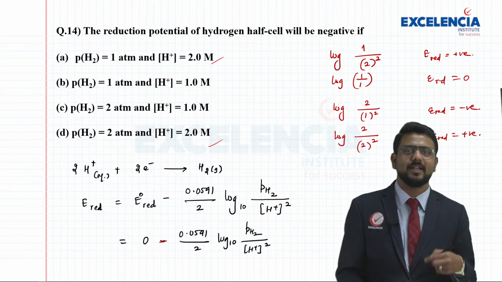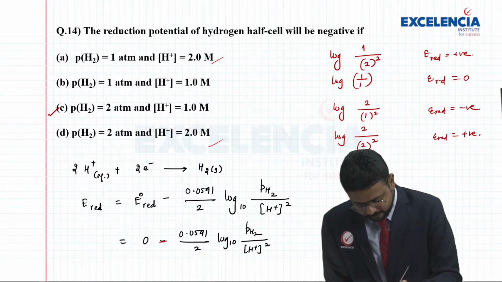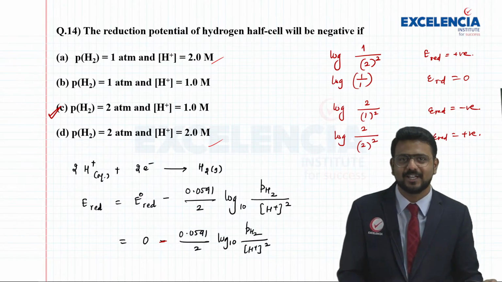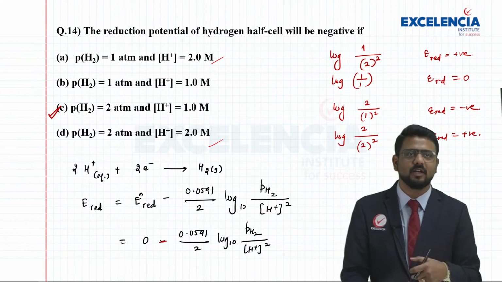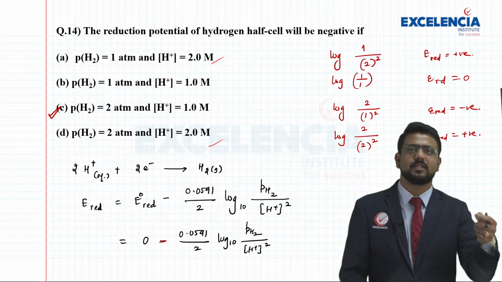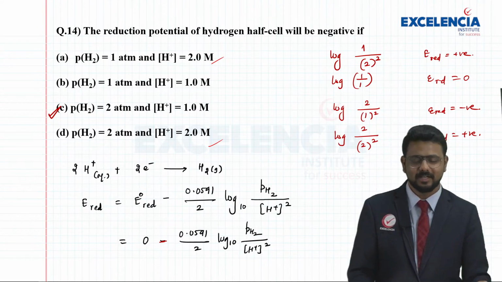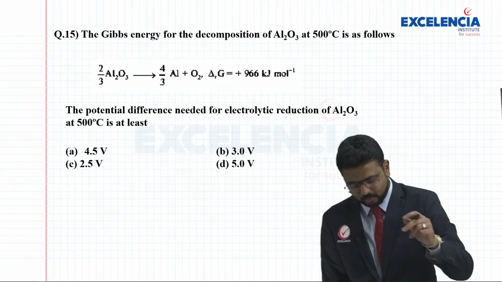So definitely, if you see in all these options, it is option C which is complying with the question which is given to us. That should be your answer. So please apply the Nernst equation here and correlate the concentration as well as the partial pressures, right? The next question here.